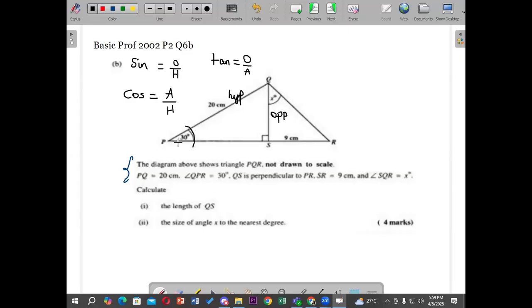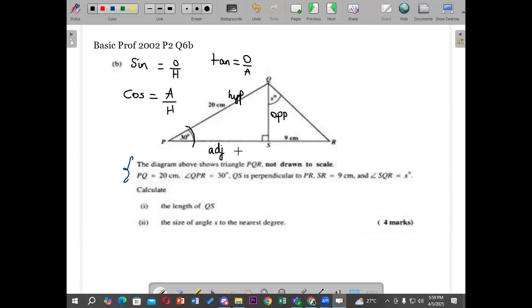And the adjacent side, if we are familiar with the word adjacent from English, adjacent means that it's next to. So the adjacent side is the side PS because it is right next to your angle of 30 degrees. Your adjacent side is always next to the angle and your opposite side is always facing your angle.